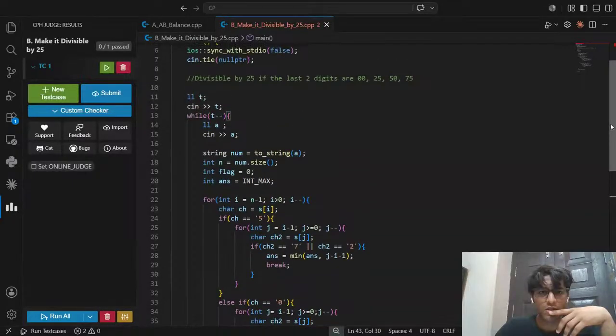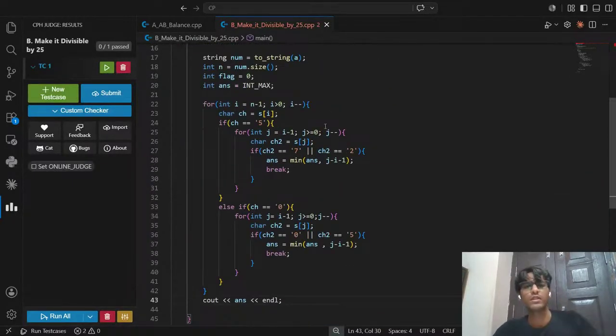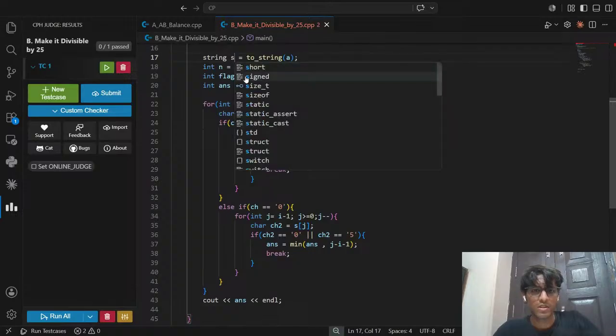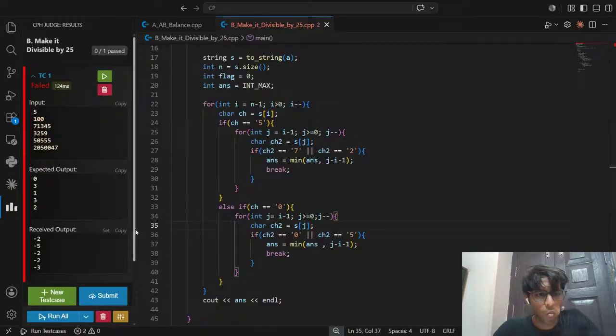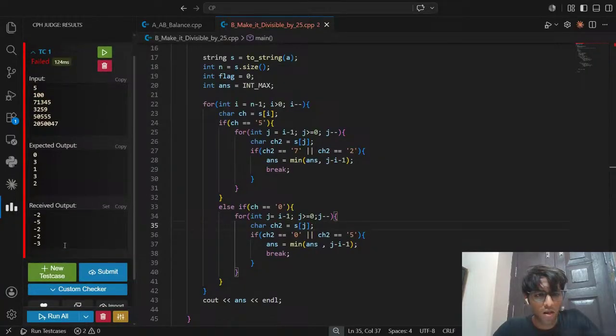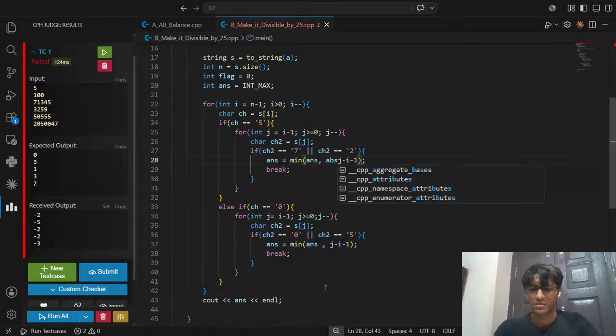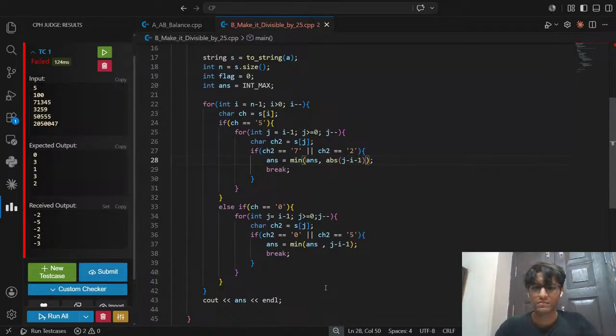Have I taken this to be number? Who will write num every time? You name it as this. There should be absolute, right? Obviously, because j will be smaller, so I either do i minus j minus 1 or we can just write absolute and stop even thinking about it.